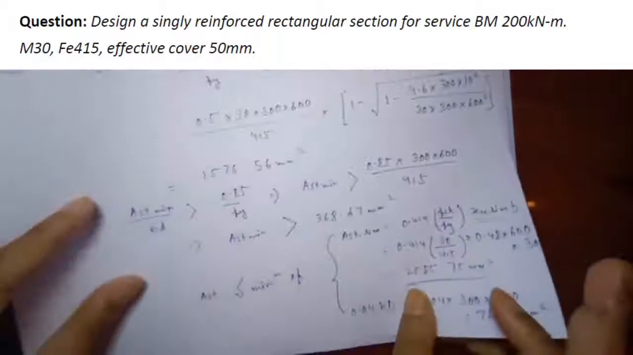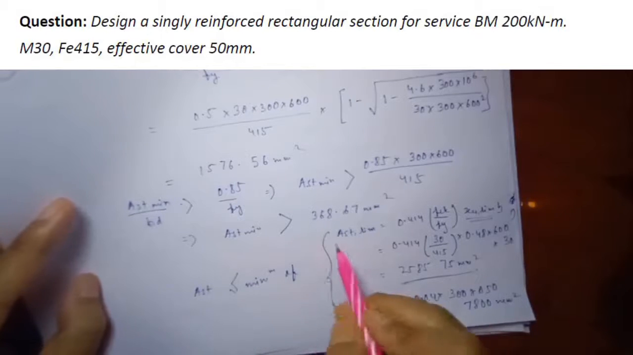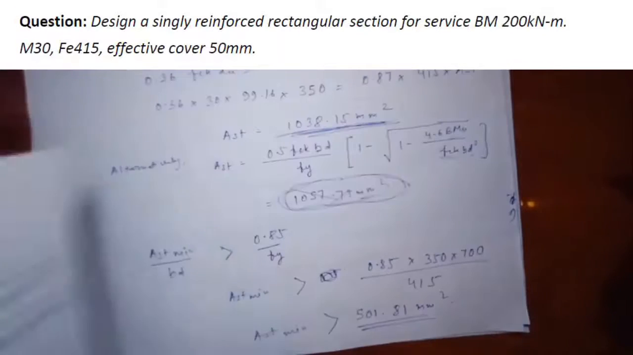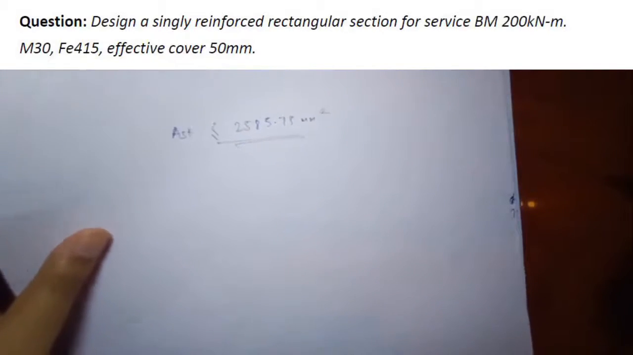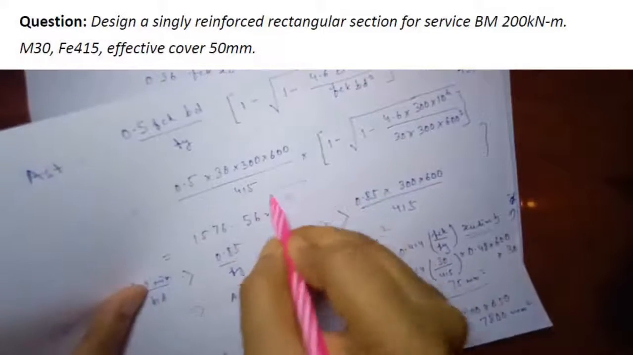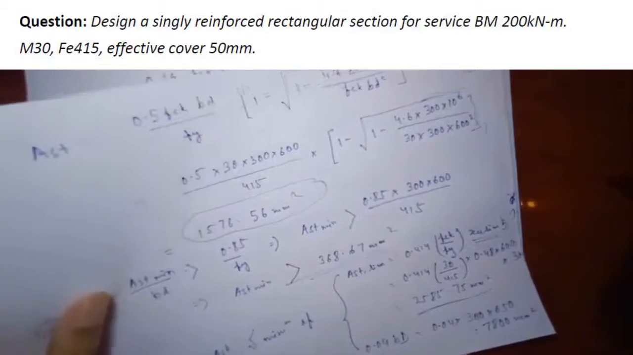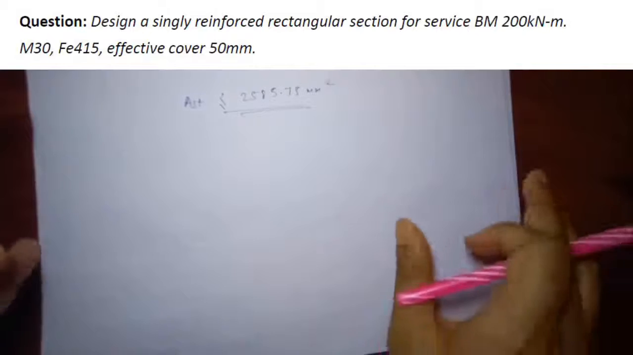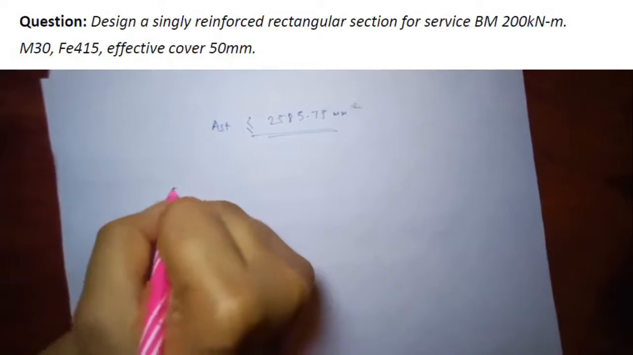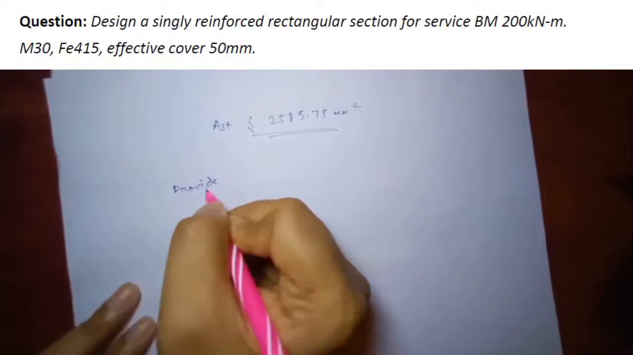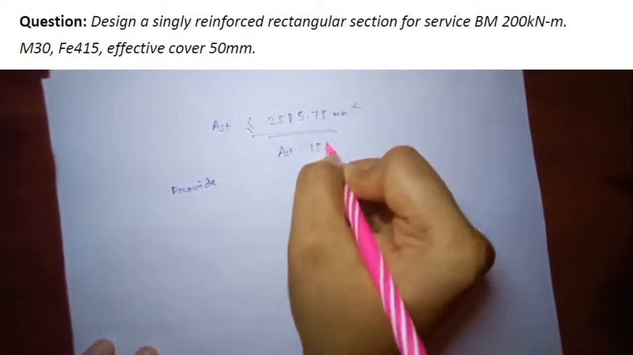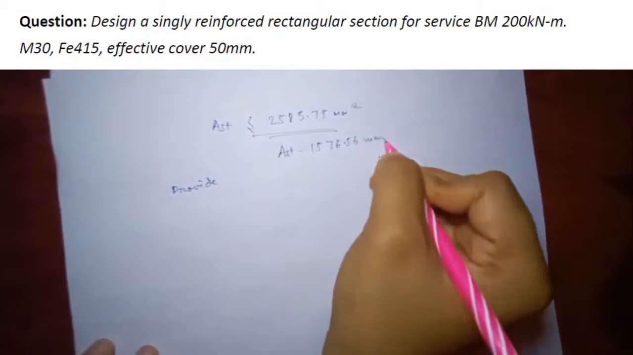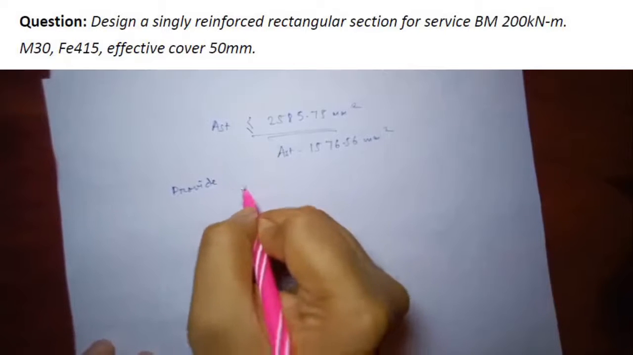So we have two conditions. First condition is that AST should be greater than 368.67 and the second condition says that it should be less than or equal to 2585.75 mm square. But we got somewhere around 1576.56 mm square, so we can go with this particular area of steel. So next we will provide reinforcement, and let's do one thing. Let's take AST is equal to 1576.56 mm square and see what options I can get.